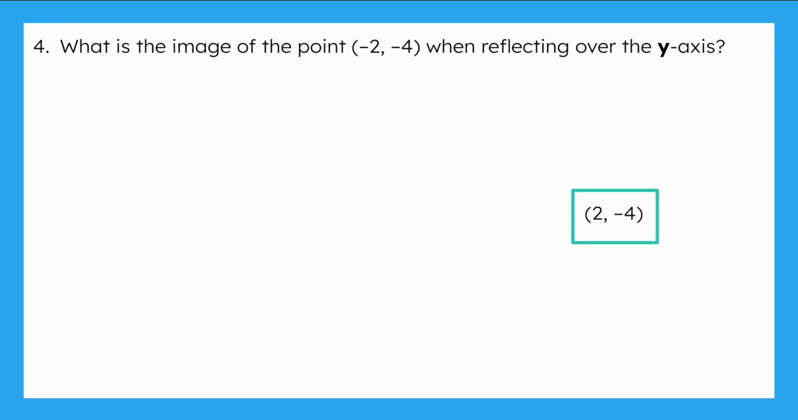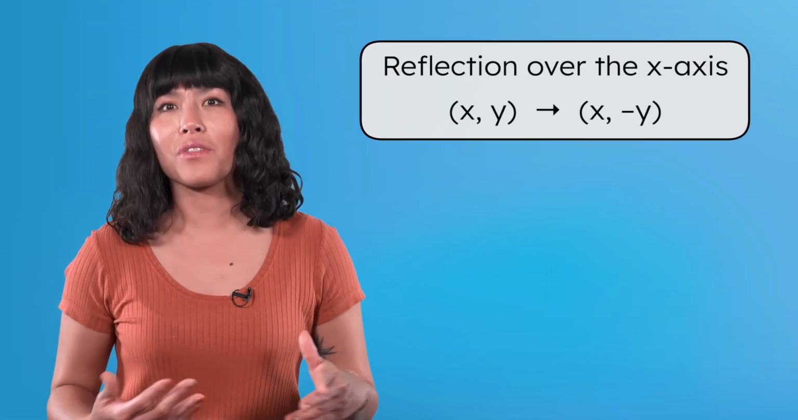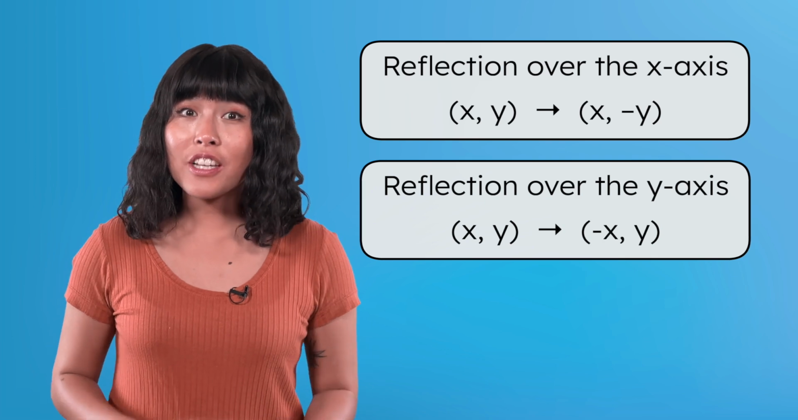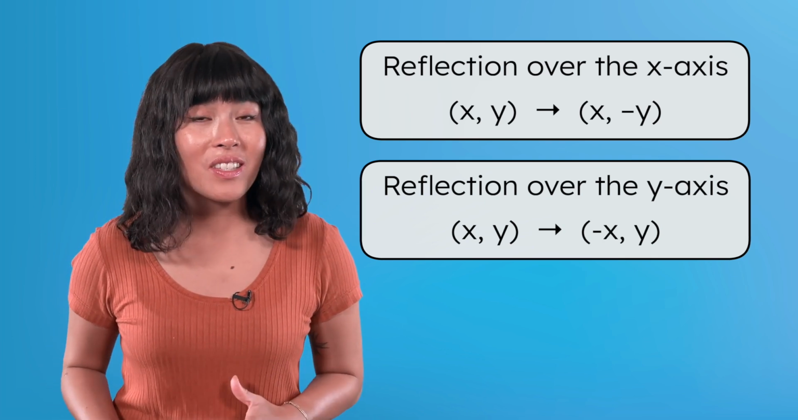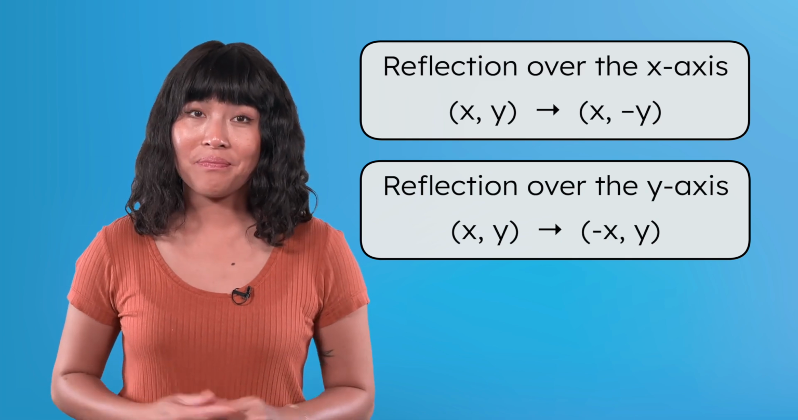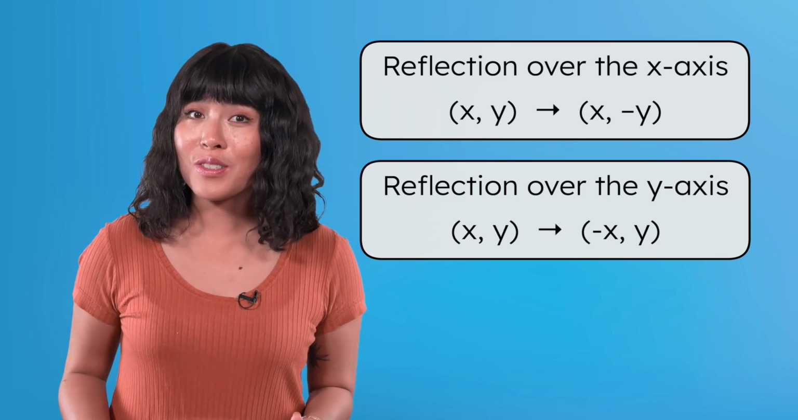This is our answer. Now that we've developed these rules for reflecting over the x-axis and reflecting over the y-axis, the key is making sure we don't accidentally use the wrong rule and change the sign on the wrong number. But remember, you can always draw it out if you're unsure of your answer.